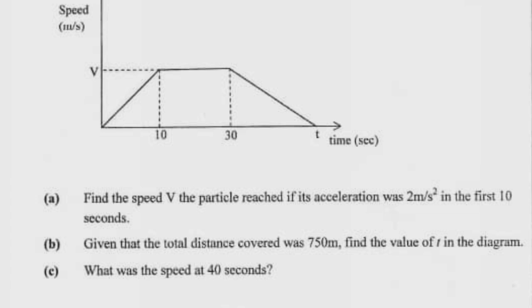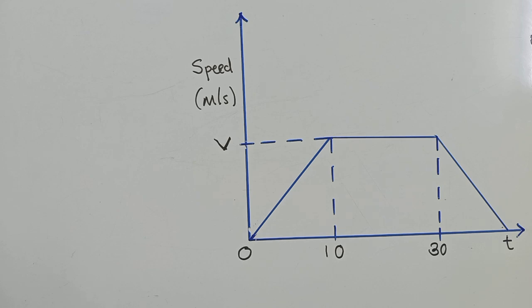Okay, so in this video, I would like to show you how to find the value of v, the velocity or the speed right here, and the value of t right here, as well as finding speed when it's falling in between 30 and t right here. So keep on watching this video up to the end.